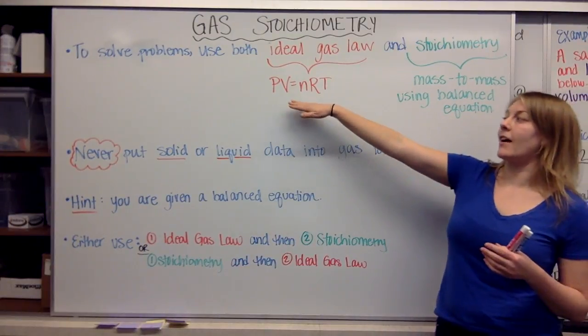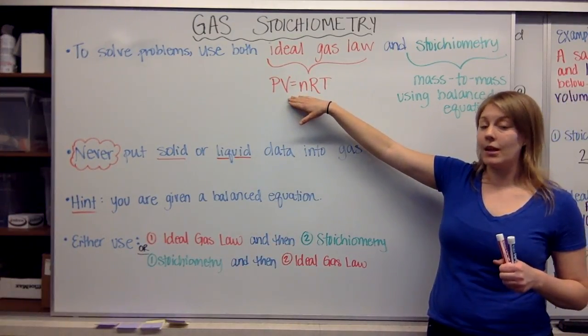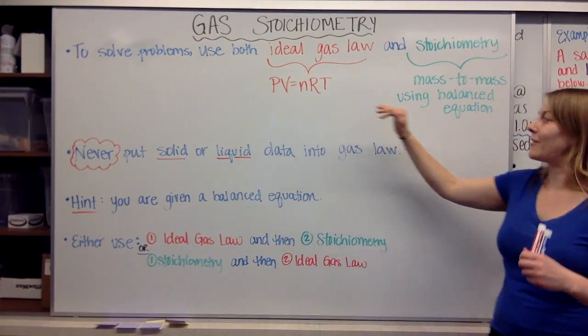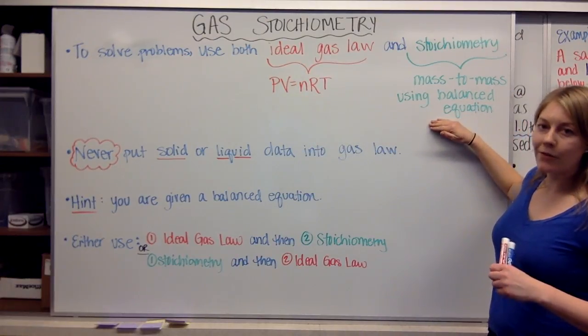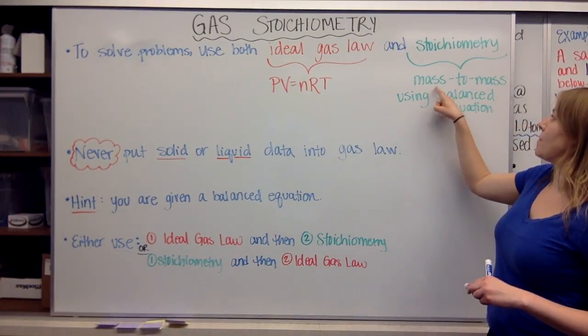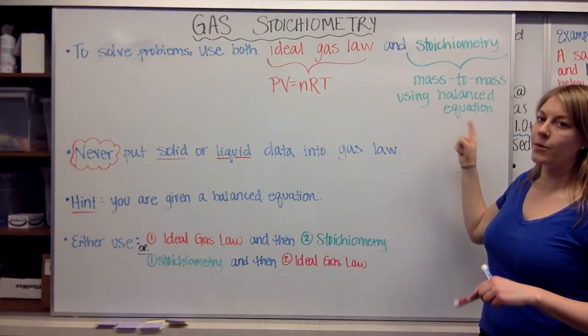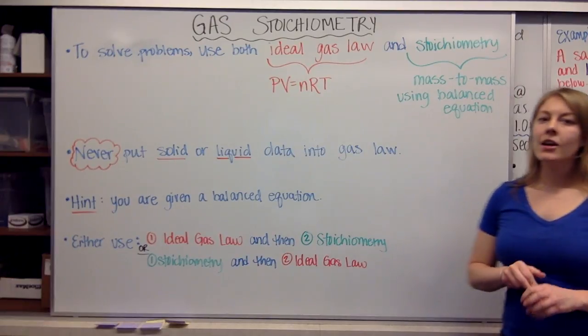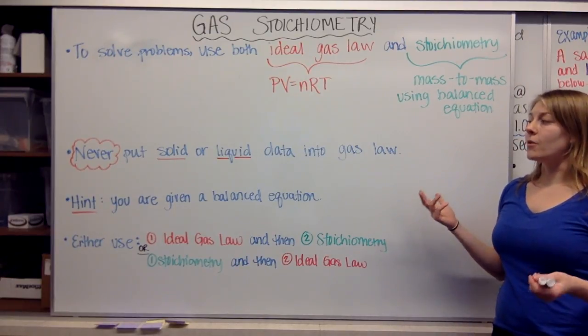So reminder, ideal gas law is PV equals nRT. You love it. You'll always love it. And stoichiometry, even more of your favorites, is we're going to be using dimensional analysis to go from mass to mass. And remember, that's where we have to use a balanced equation. All right, so just a couple reminders.